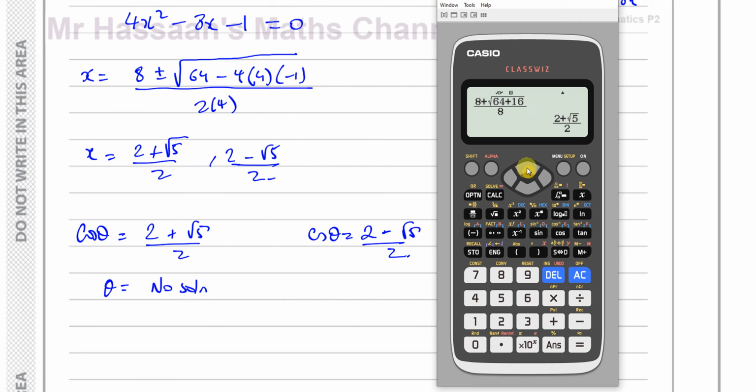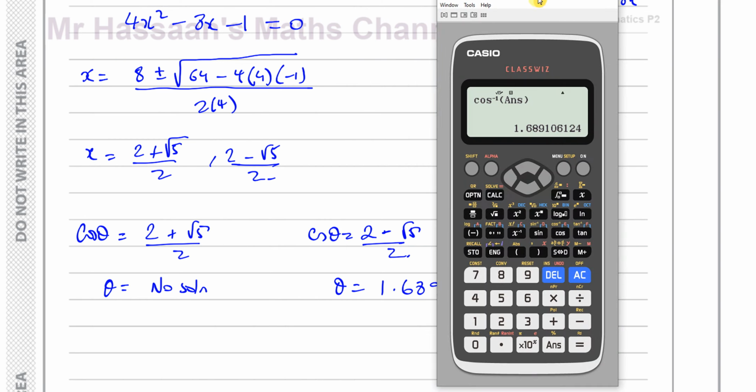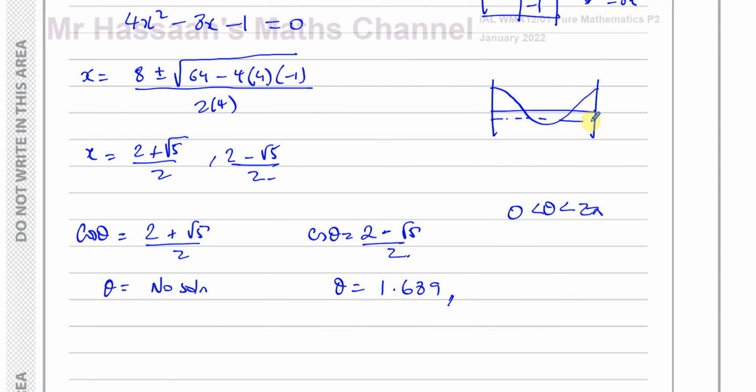Okay, so let's go back. 2 minus root 5. So I'm going to do inverse cosine of that answer. And that gives us 1.689. So theta equals 1.689. That's one solution. Now for the cosine curve, there are two solutions in this region between 0 and 2 pi. Cosine curve looks like this. So we've just found one of the solutions, which is going to be somewhere over here, somewhere in this region here.